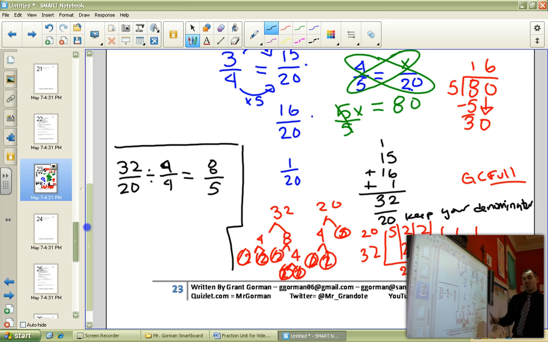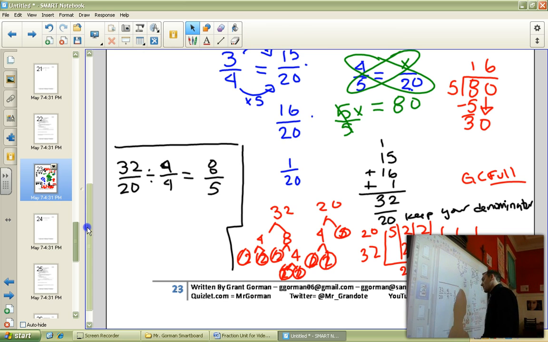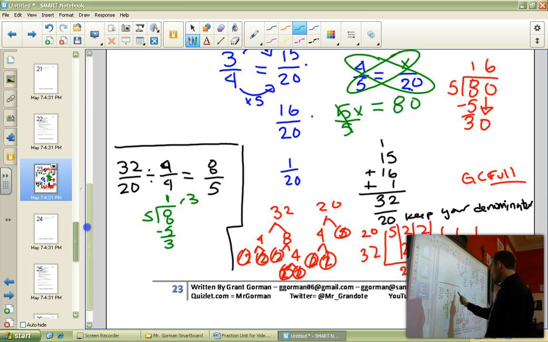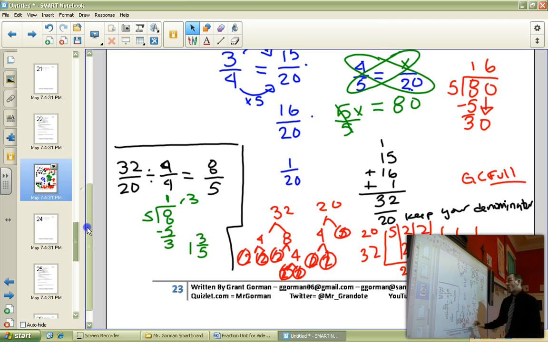We still have an improper fraction. So since we simplified first, now we have to make it into a mixed number. So I'm going to divide my numerator by my denominator. 8 divided by 5, it's going to fit in one time. So that'll be our whole number. One whole. Subtract out our 5. We're going to get a remainder of 3. So that means 8 fifths equals 1 and 3 fifths. Now, we're finally done adding all of our fractions.